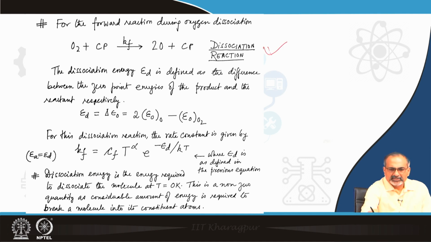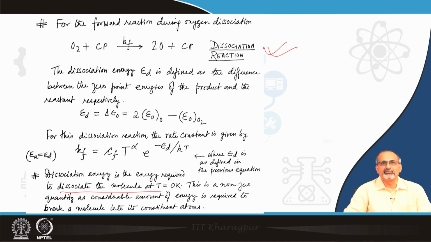For the forward reaction during oxygen dissociation, there is a zero point energy difference involved between products and reactants, and the dissociation energy is the energy required to dissociate the molecule at T equal to 0 Kelvin. This is a non-zero quantity, as considerable amount of energy is required to break a molecule into its constituent atoms.